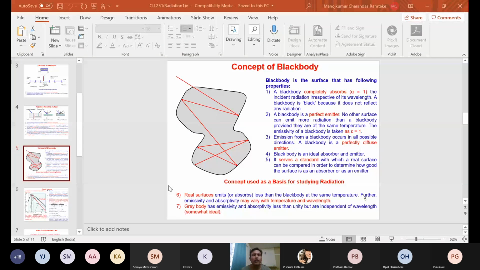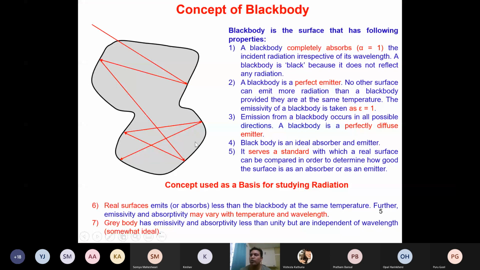Okay. So real surfaces emit less than the black body at the same temperature. That is what we are saying. The black body is the ideal body, which is going to have the highest emission at a given temperature, and all the real surfaces will have a lower emission at a given temperature compared to a black body. Further, the emissivity and the absorptivity of the real surfaces are less than 1, and these may vary with temperature and wavelength. This is very important. If you are looking at real surfaces, their emissivity and absorptivity may vary with temperature and wavelength.